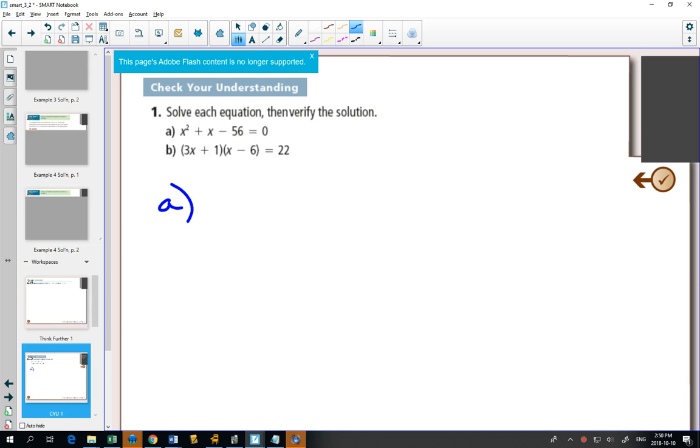Solve each equation, then verify. So right now, we have a quadratic equation because it has an x squared. It's equal to 0, but you're adding and subtracting. To use the zero product property, we would need to factor this so that it's equal to 0.